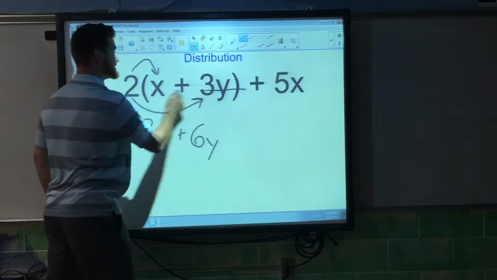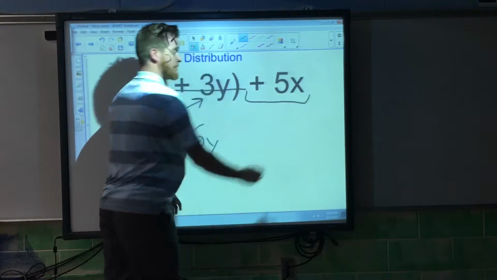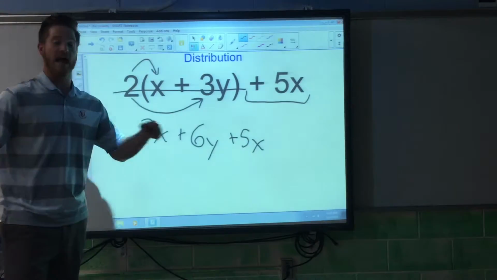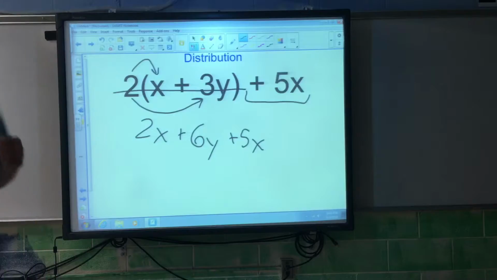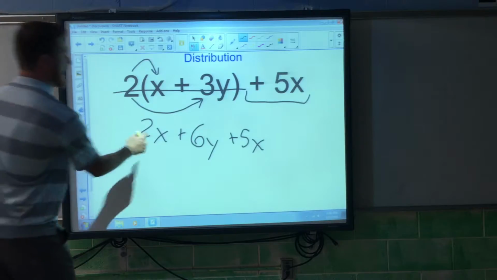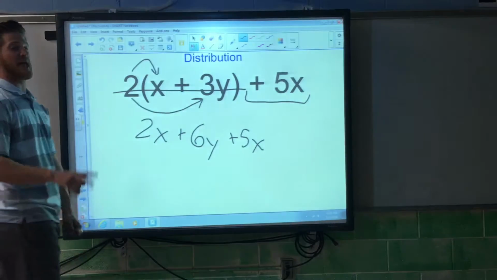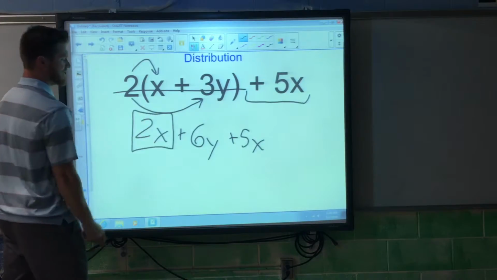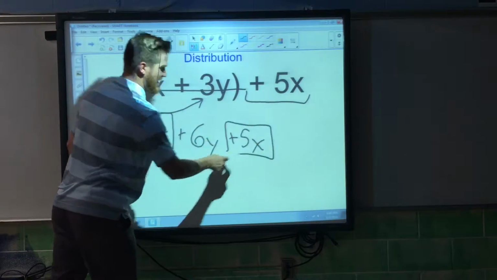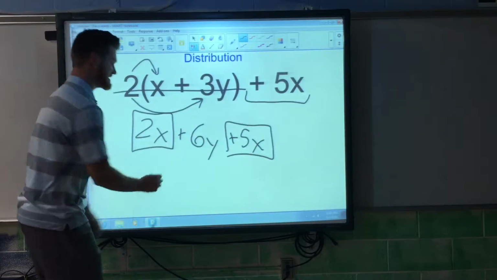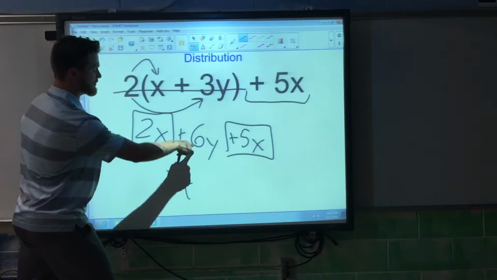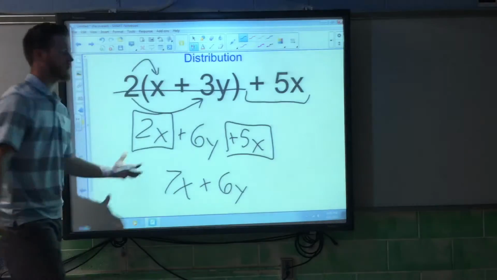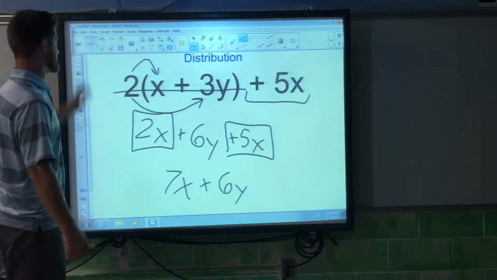Now that we're done with the parentheses, we can go ahead and drop down the rest of the problem, which is plus 5x. Now we're looking to combine these terms. How many terms are left in this problem? I have an x and a y, which means I'm going to end up with 2 different terms in my final answer. Let's combine these. 2x plus 5x gives me 7x. The rest of the problem, just drop it down. 7x plus 6y or 6y plus 7x.